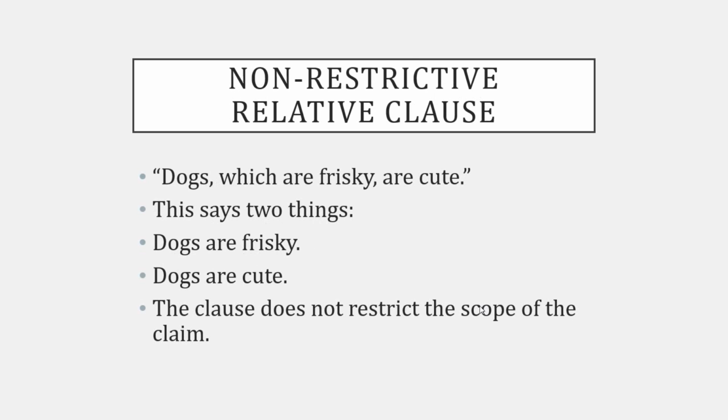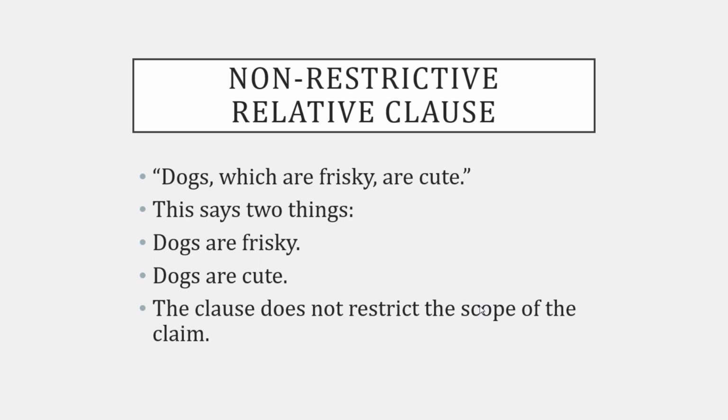So let's distinguish two kinds of relative clauses. Non-restrictive and restrictive. A non-restrictive relative clause says two things. Two separate claims are being made in this case. This is the one with the commas. Let's take this as a convention here: if it's got these commas which carve out a separate claim, then it's a non-restrictive relative clause, which is to say it's making two separate claims. Dogs are frisky, dogs are cute. Okay?